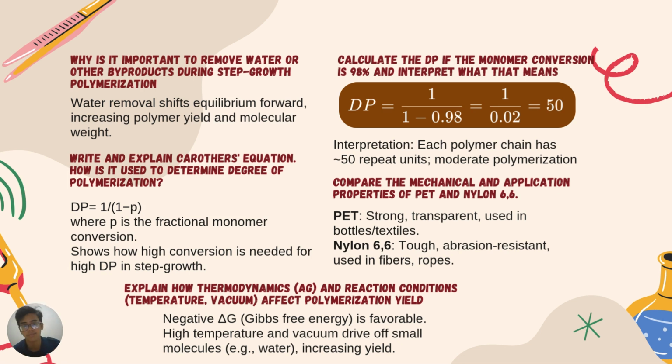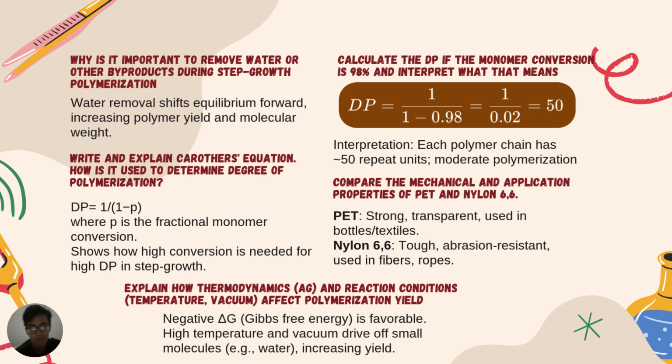And also, we have to compare the mechanical application properties of PET and nylon 6,6. Like before, PET is strong, transparent, and used in bottles and textiles, as we can see like this. Nylon 6,6 is tough, abrasion resistant, and it's used in fibers and ropes. So it is hard and more tough for heavy lifting and everything else.